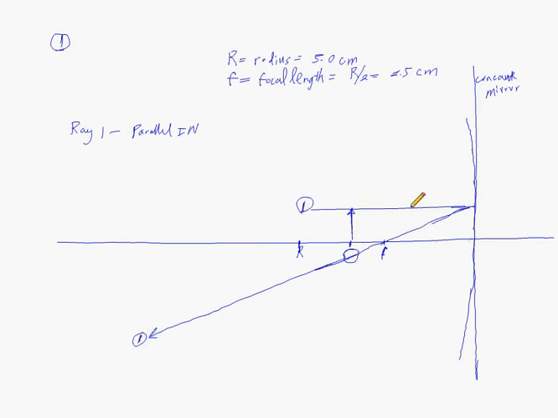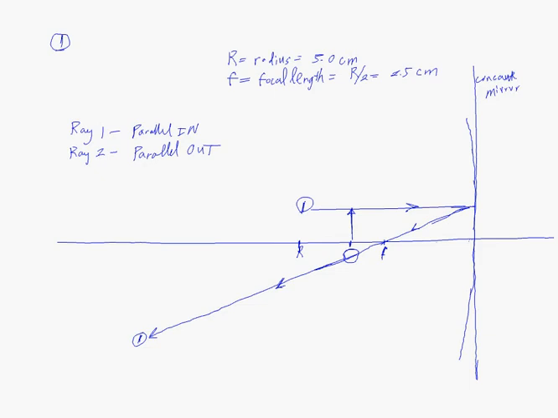The ray comes in this way, hits the mirror, reflects through, and comes right through the focal length and out. So that's ray number 1. Ray number 2. Ray number 2 is what we call parallel out.